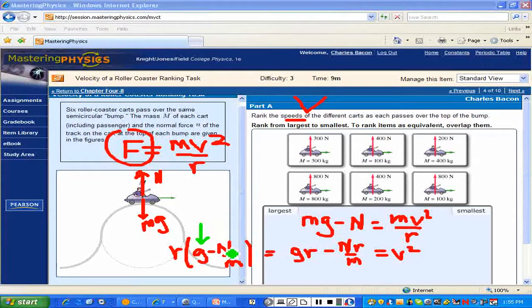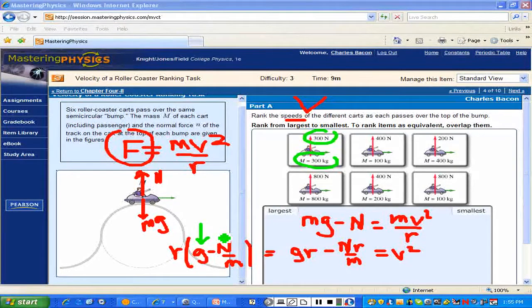So this expression inside here, g minus n over m, well, n over m is simply the two things that are changing, aren't they? Here we have n. Let's take the first: n is 300, and the m is 300, right? So the ratio n over m for the first choice up here is 1, isn't it? So this is 9.8 minus 1. So that's 8.8.